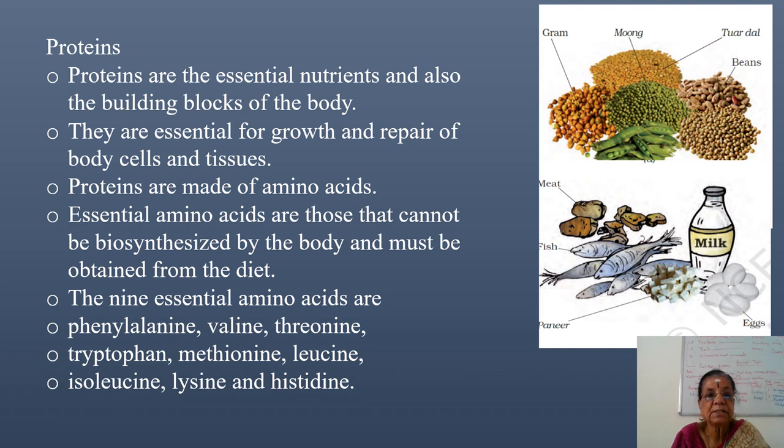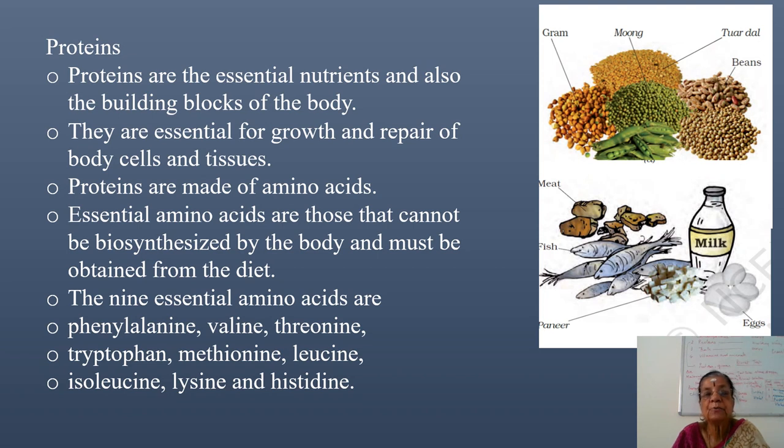Now, proteins are essential nutrients and also the building blocks of the body. Normally we say carbohydrates and fats are the energy giving foods, whereas proteins are the building blocks of the body. What does it mean? When a human child grows, gains height with age, the body is built. So proteins are meant for growth of the tissues. That is why they are called the building blocks of the body. Proteins are essential for growth and repair of body cells and tissues. I hope you understand.